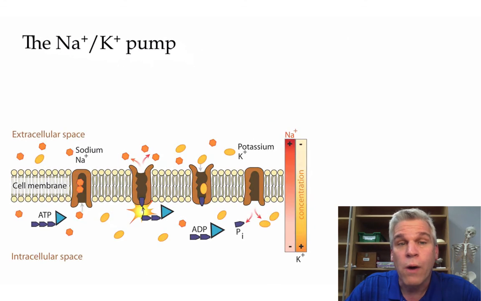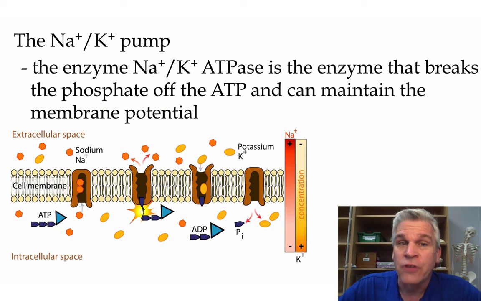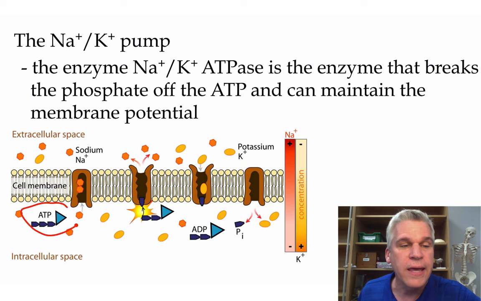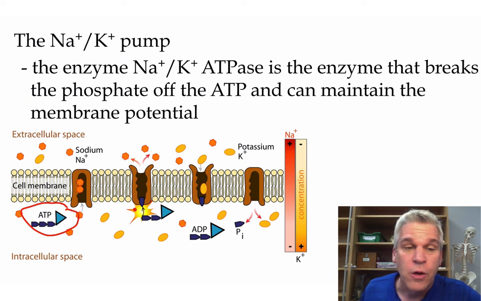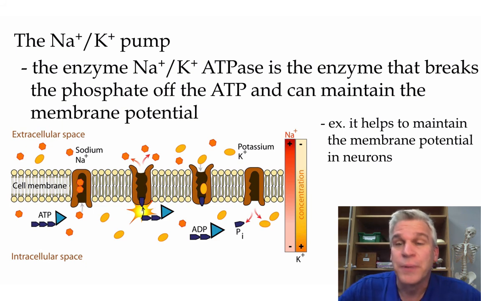Now this does require ATP for that energy, but it also needs an enzyme in order to break that phosphate off of the ATP. The enzyme is called the sodium-potassium ATPase. And this is the enzyme that breaks the phosphate off the ATP and can maintain that membrane potential. So here we see that ATP molecule. Now, not shown on here would be an enzyme that is going to break off that third phosphate so that it can attach to the protein, forming ADP. Now, this helps to maintain the membrane's potential in neurons, which goes back to that video that we just saw.